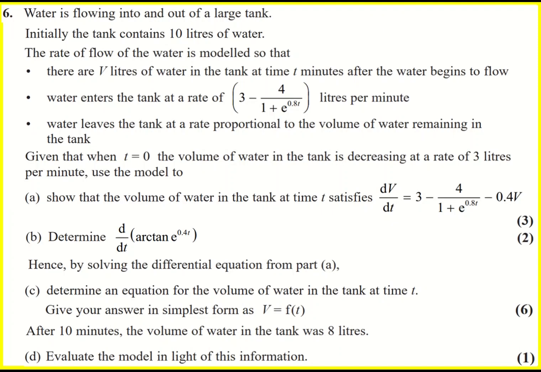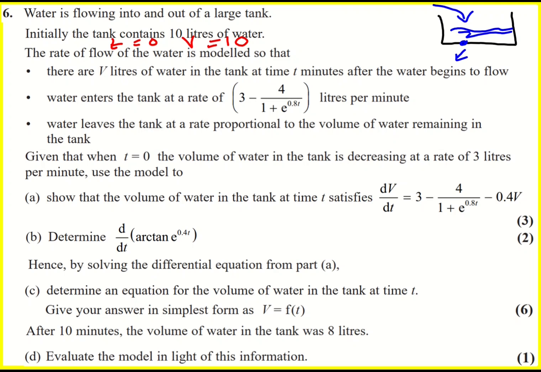Water is flowing into and out of a large tank. So maybe there's some sort of tap that's helping it go in, and then perhaps a plug hole or something where it's going out. Initially, the tank contains 10 liters of water, so that is t equals 0, V equals 10.